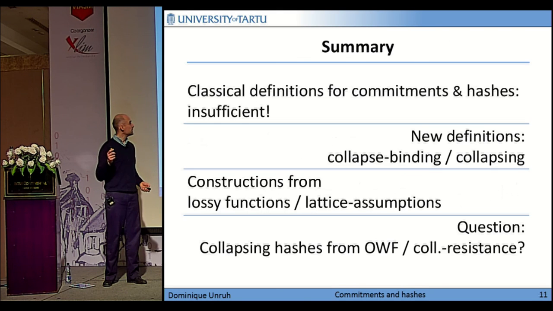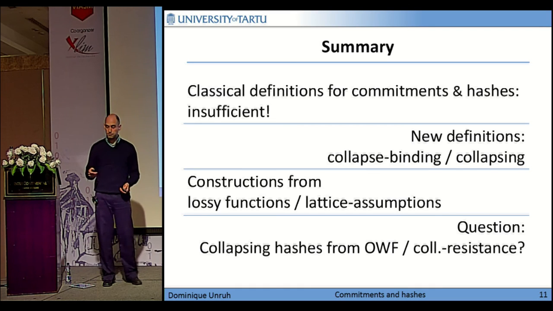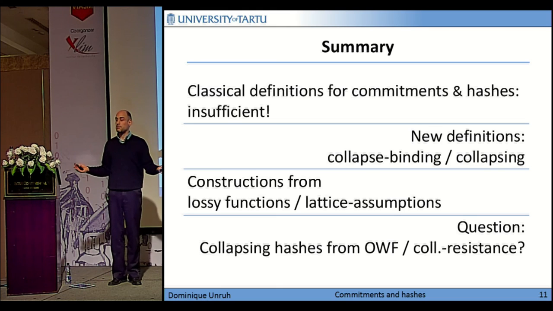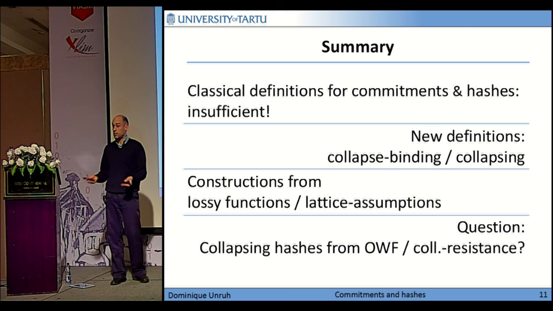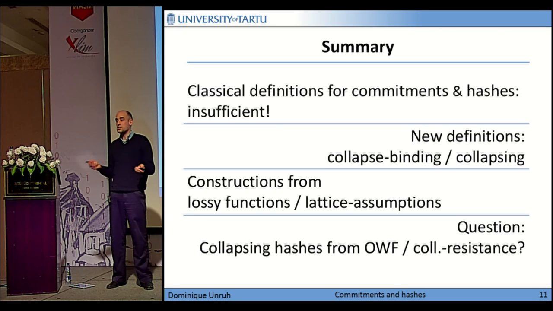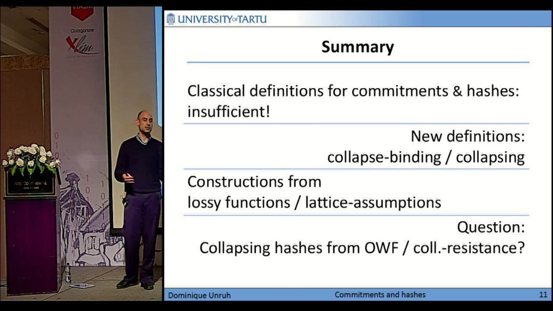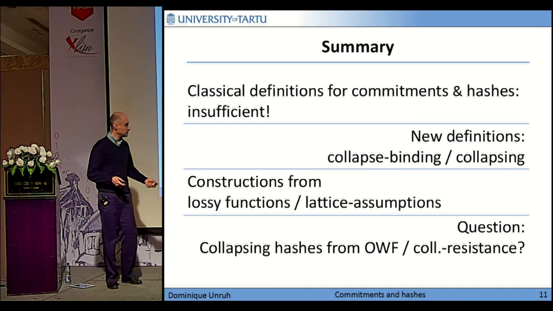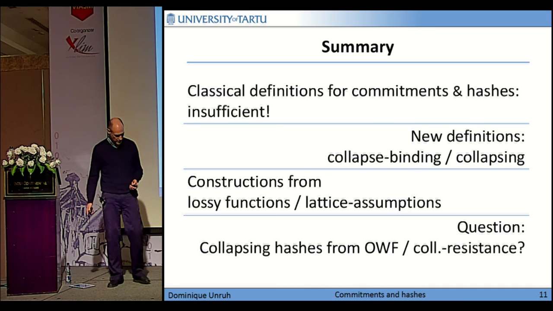So I have more results, but no time, so I skip them. And I only mention my main interesting question. The main interesting question is, can we construct collapse binding commitments on even weaker assumptions? Or can we do it perhaps with one-way functions or with collision-resistant hash functions? Because lossy trapdoor functions are already a relatively powerful tool. So we would like to ideally do it with one-way functions, because classically we can do computationally binding, statistically hiding commitments even using just one-way functions. So that's an open question.